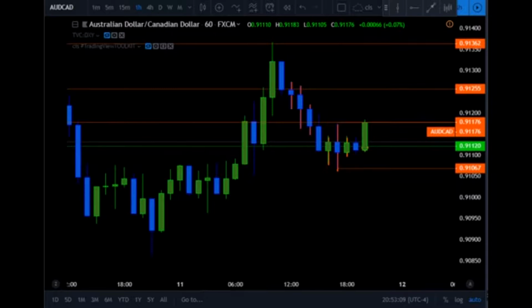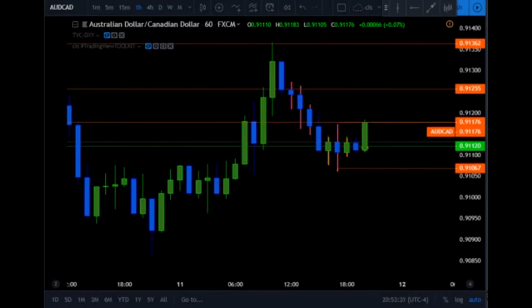inFOCUS, the Australian dollar, Canadian dollar. We are going to take a look at 3 different chart packages, 2 of them with TradingView Toolkit, and 1 of them with my 2008-2009 free stock charts toolkit. I'm going to start with the 1 hour on the Australian dollar, Canadian dollar.